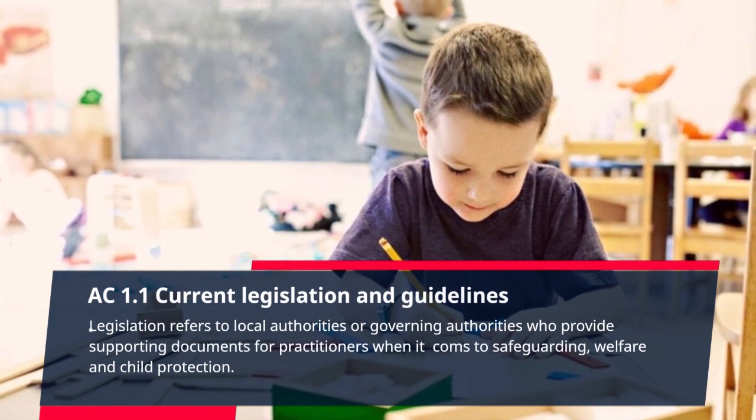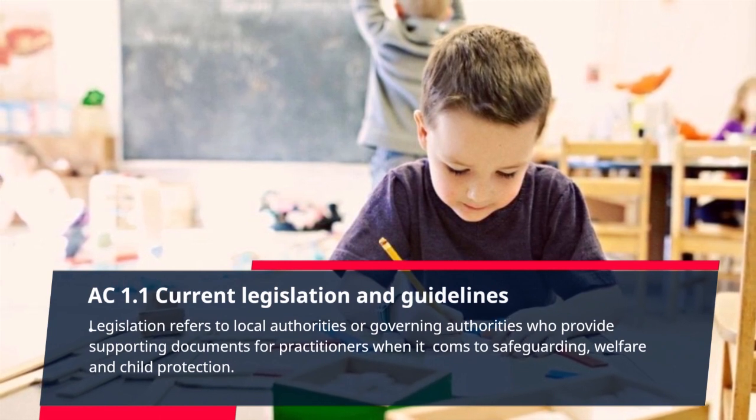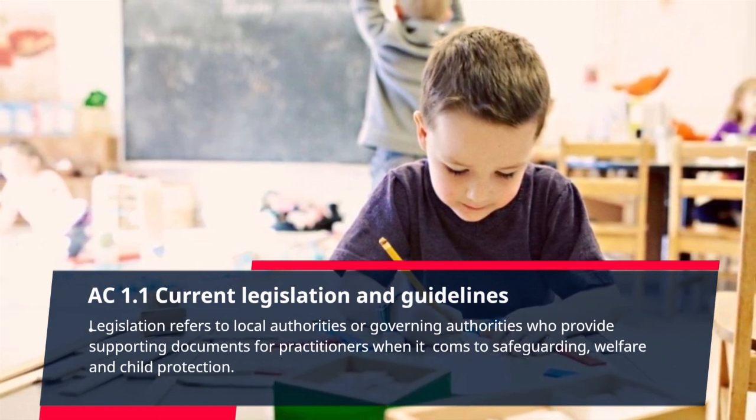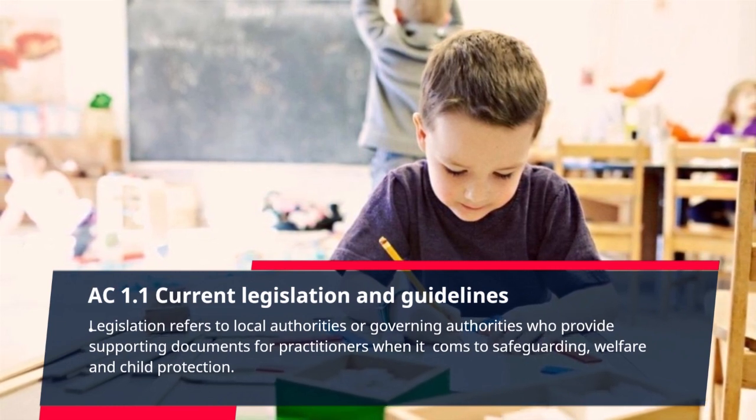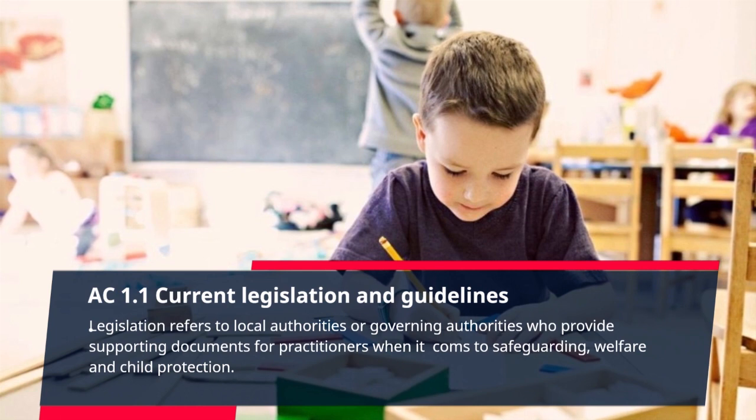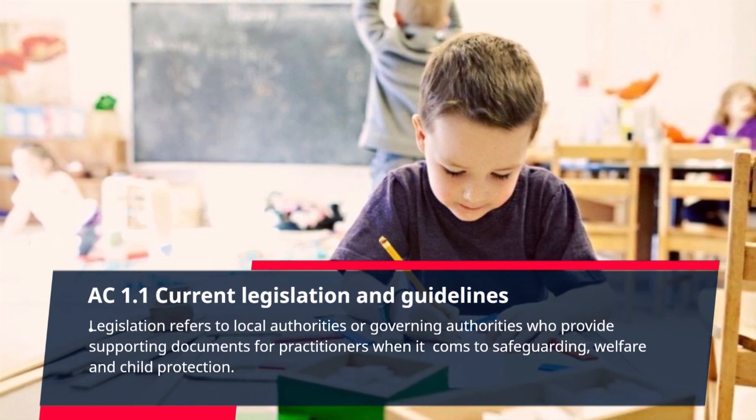AC 1.1 Current legislation and guidelines. Legislation refers to local authorities or governing authorities who provide supporting documents for practitioners when it comes to safeguarding, welfare, and child protection.